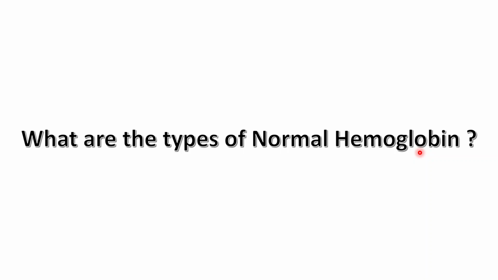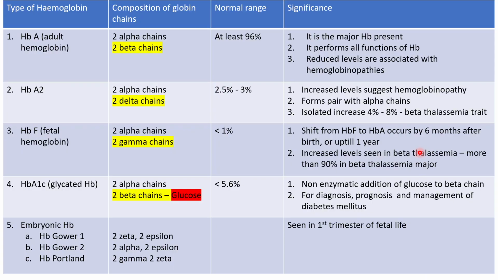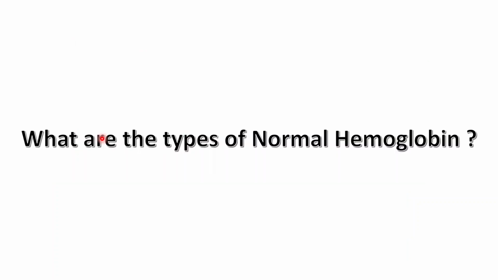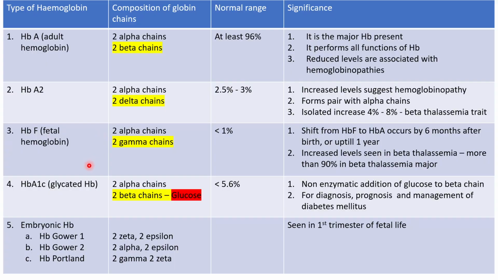Now, before we go into the functions of hemoglobin, let us see what are the types of normal hemoglobin which is present in us. First is the adult hemoglobin or hemoglobin A. So the adult hemoglobin, the correct denotation is HbA. So adult hemoglobin consists of 2 alpha chains and 2 beta chains. We have seen previously, it consists of 2 alpha chains and 2 beta chains. This is the normal adult hemoglobin.